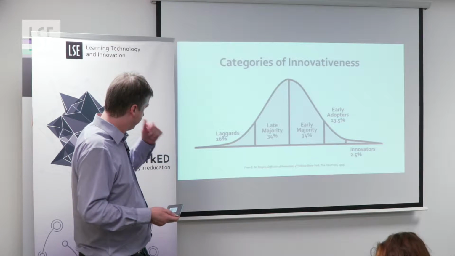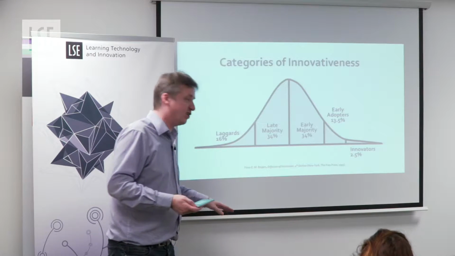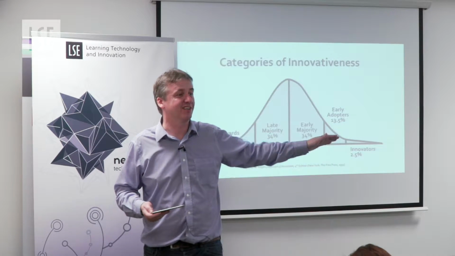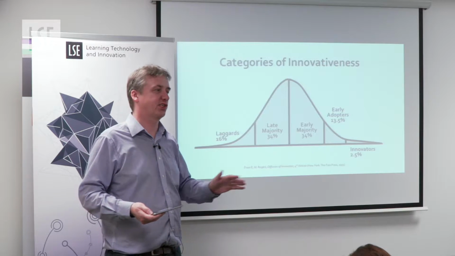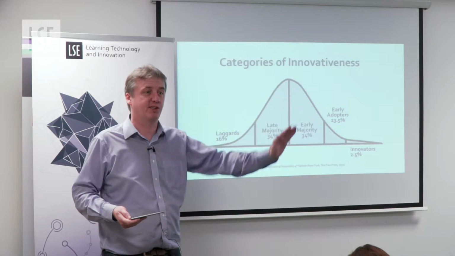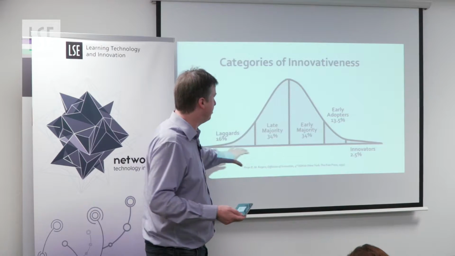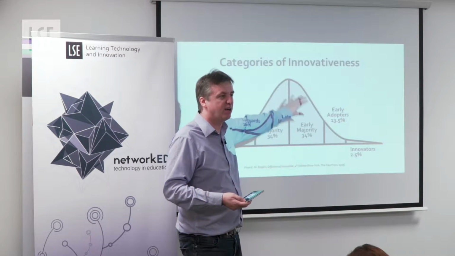So I like Rogers' diffusion of innovation, partly because it's basically a normal distribution. That's what we're really saying: if we were to assess the digital skills and capabilities of staff, say across the LSE, we would probably be able to put them into these categories, and the majority of people would have a similar skill set.